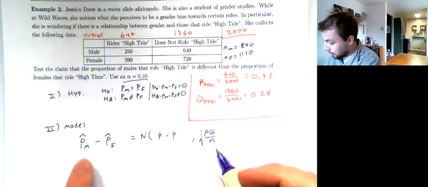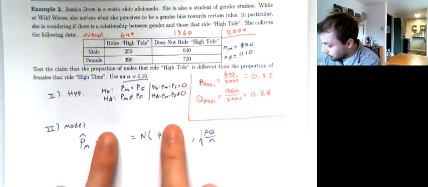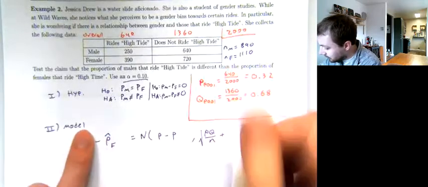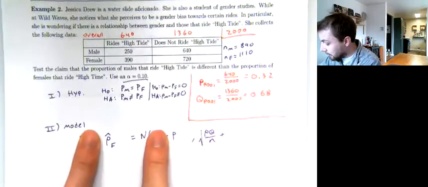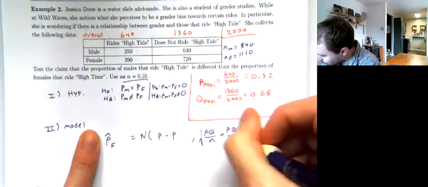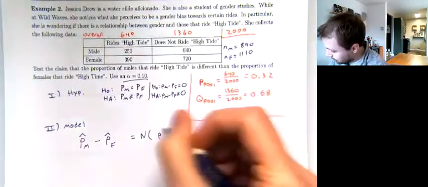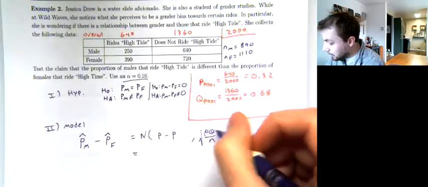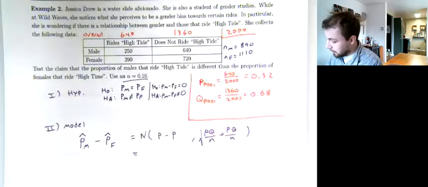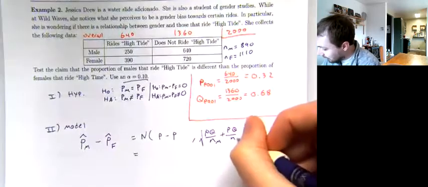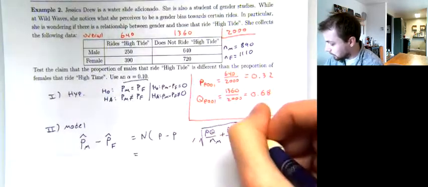So I have p hat is normally distributed with the center of p, standard deviation of root pq over n. And then I have the same thing here for the second group. P hat has a center of p and a standard deviation of root pq over n. And when I'm saying p and q, that's my pooled success rate. When I say n, that's the number of males. When I say n, that's the number of females.